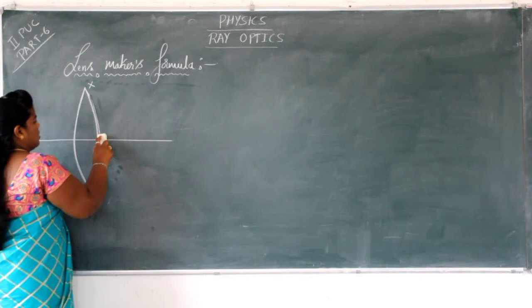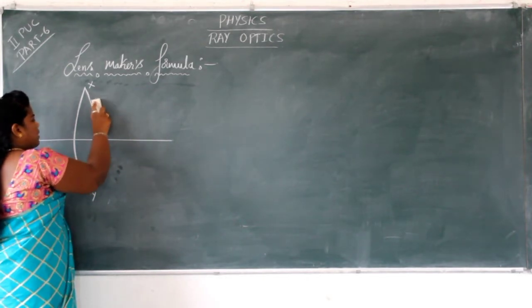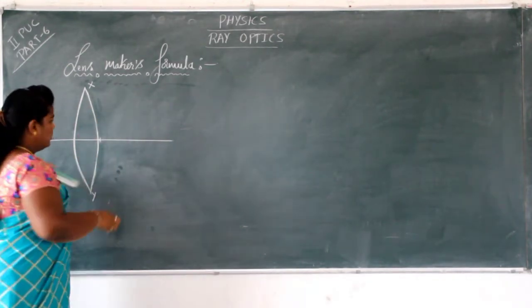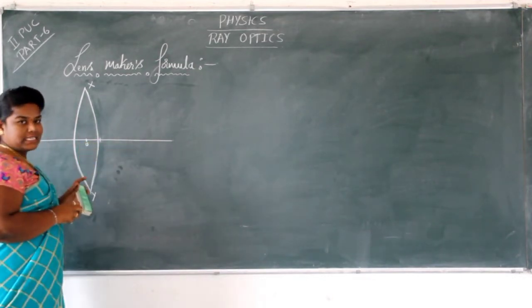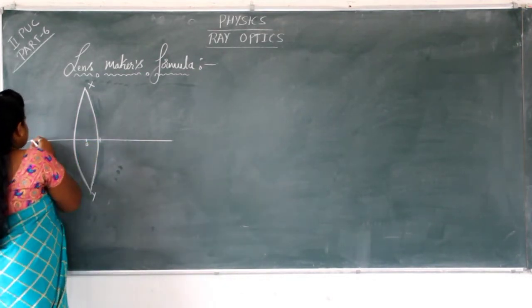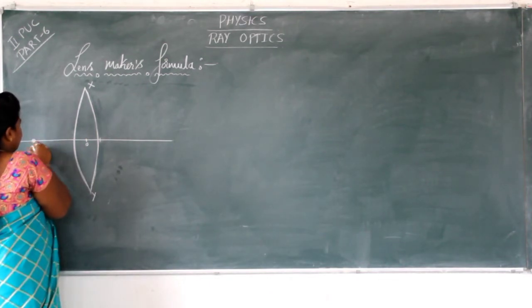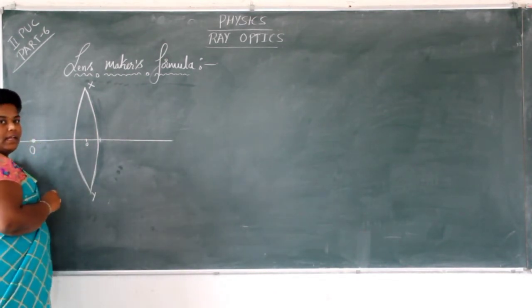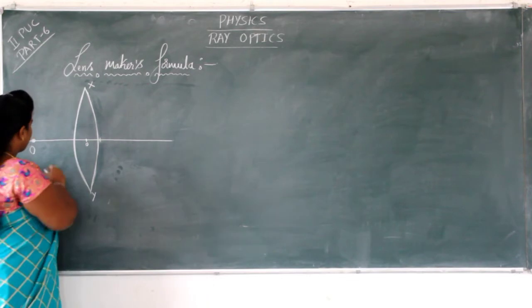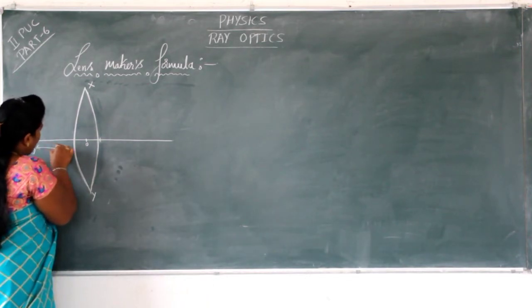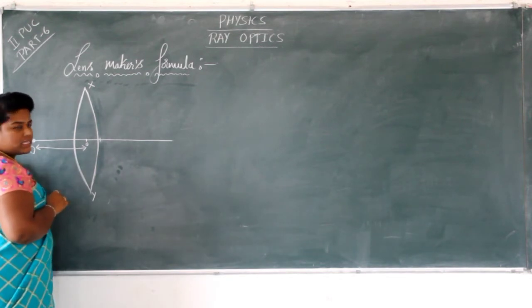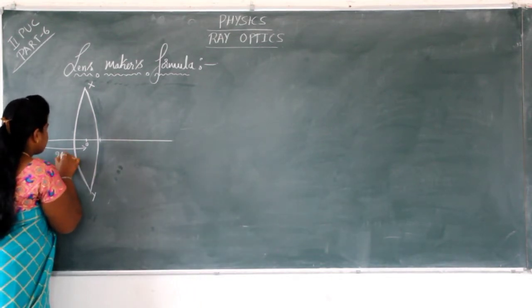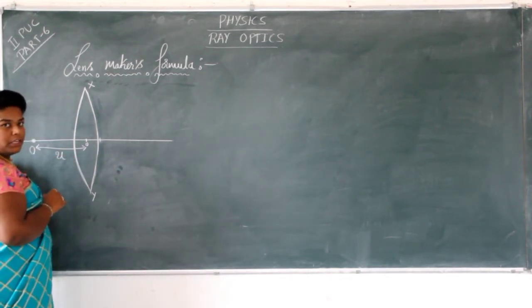Then, to draw a ray diagram, I am going to consider the optic center, which is present on the principal axis inside the lens. Now let us consider an object, represented by the letter O. The distance between the object and the optic center is considered as the object distance, represented by the symbol small u.